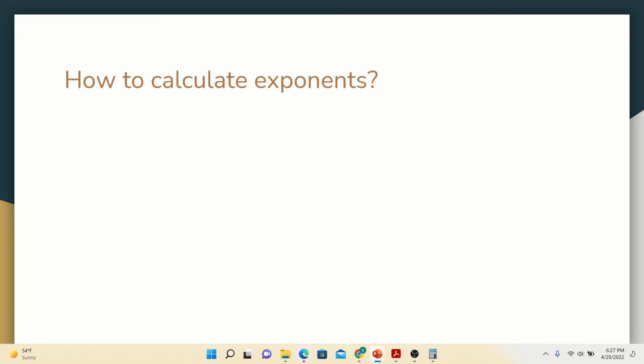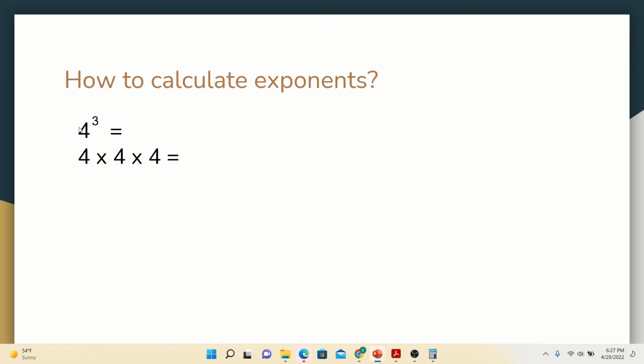Okay, how do we calculate exponents? Well, we can write exponents, but how do we calculate them? Here we have an example exponent, 4 to the power 3. How do you calculate this? First, we know that you have to multiply the base by itself some number of times. We're going to multiply 4 by itself 3 times.